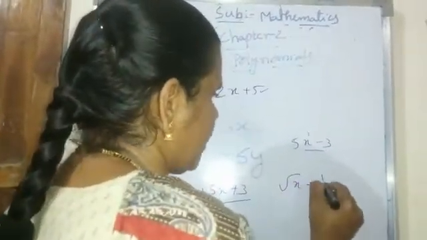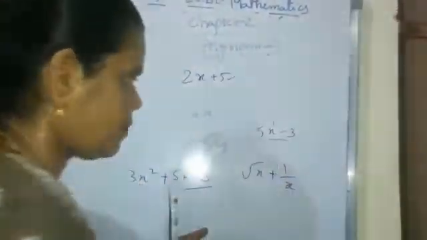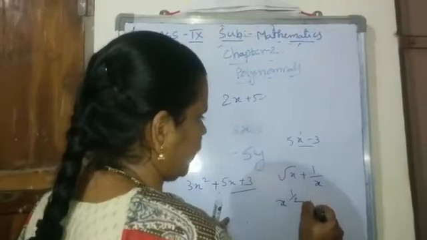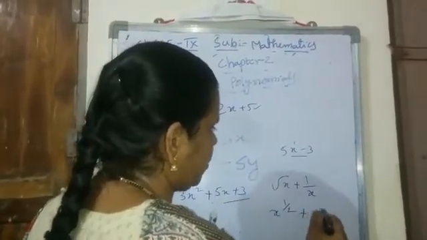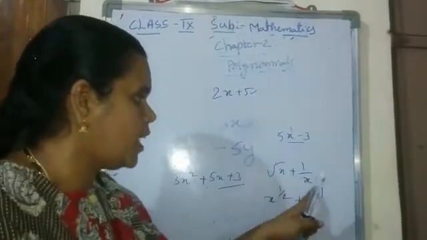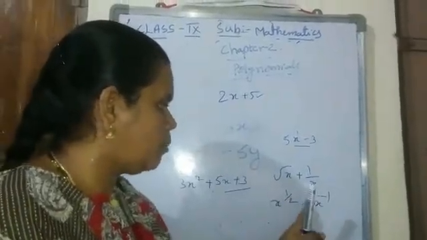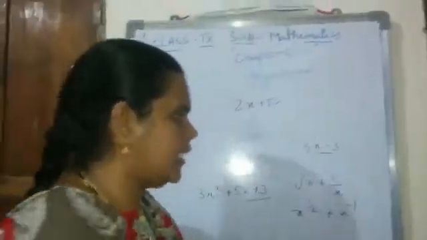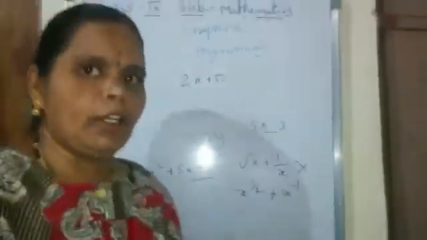Suppose root x plus 1 by x. Root x can be written as x power 1 by 2, and 1 by x can be written as x power minus 1. See, if you are observing here, the exponents of the variables are not whole numbers. One is a rational number, another one is an integer. So it is not a polynomial.